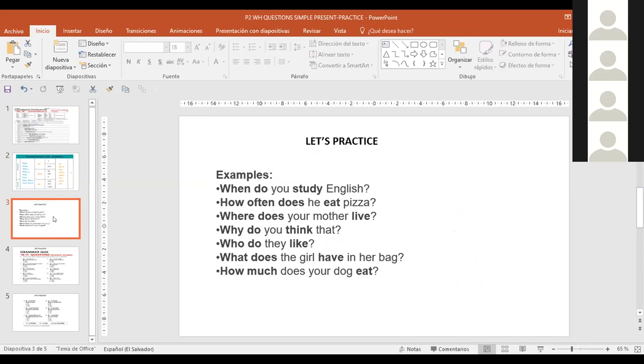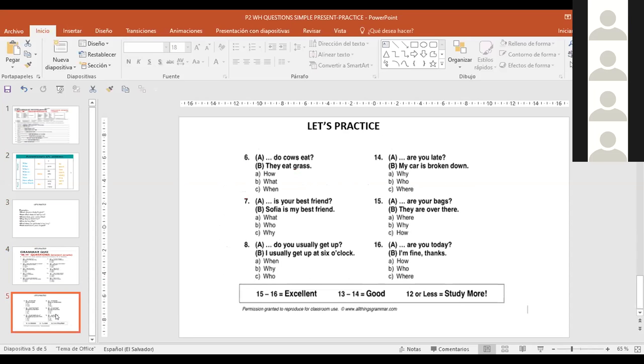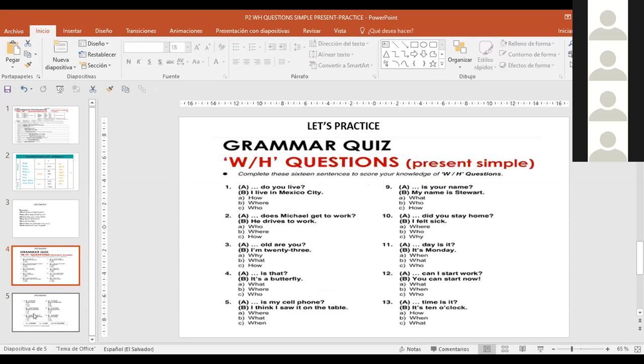Where does your mother live? ¿A dónde vive tu madre? She lives, y ahí sí ya le agrego la S porque estoy respondiendo con una oración afirmativa. She lives in San Salvador. Why do you think that? Why do they like? What does the girl have in her bag? How much does your dog eat? So those are questions that we can do with the WH words. I have here extra examples, okay? Que son los mismos que ya resolvimos, ¿verdad?